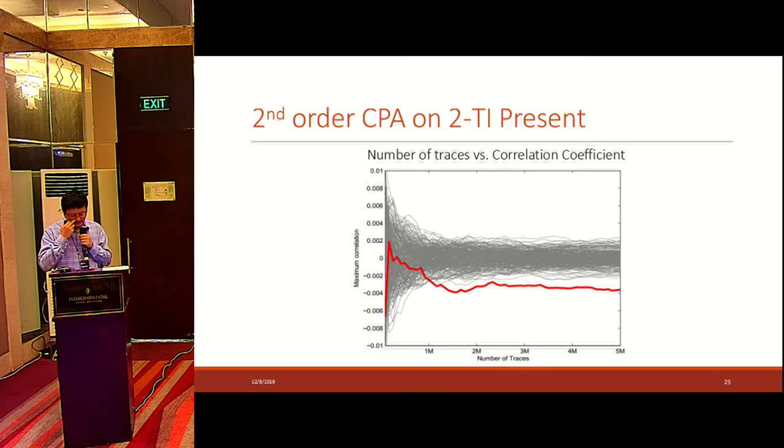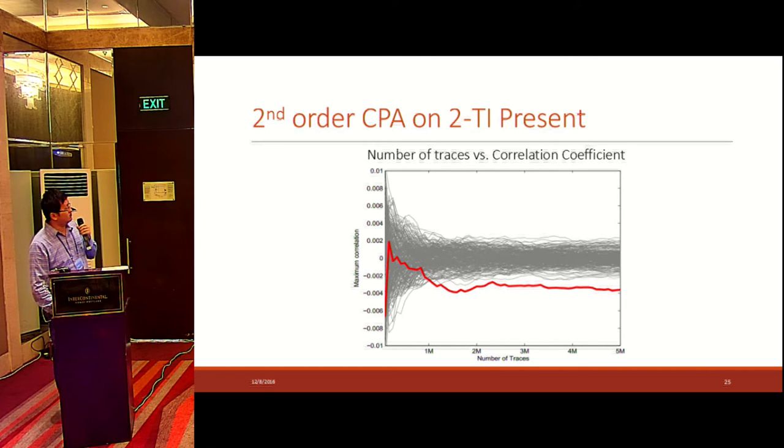And from the t-test, we only use hundreds, less than 1,000 traces, to show that there's leakage. But when we perform the practical CPA, it uses millions of traces. I think one of the reasons is that CPA is not the most efficient attack, because we are assuming a Hamming weight model, which is not the best model. So we are hoping that if we perform the template attack or other profiled attack, we can improve the efficiency of our attack.